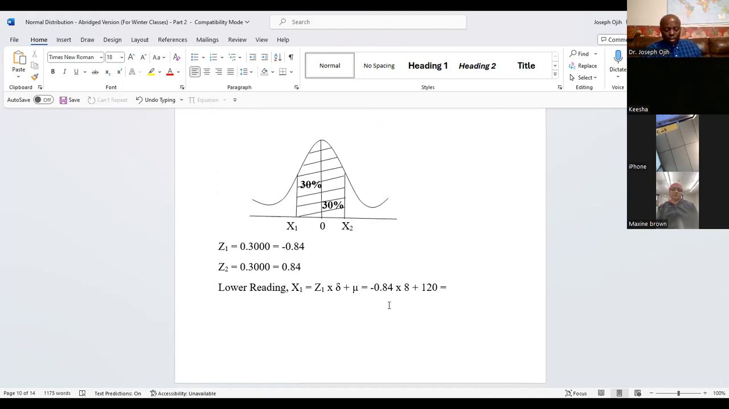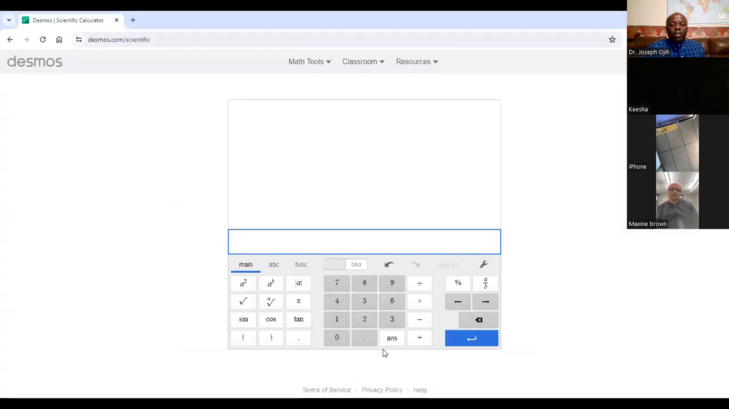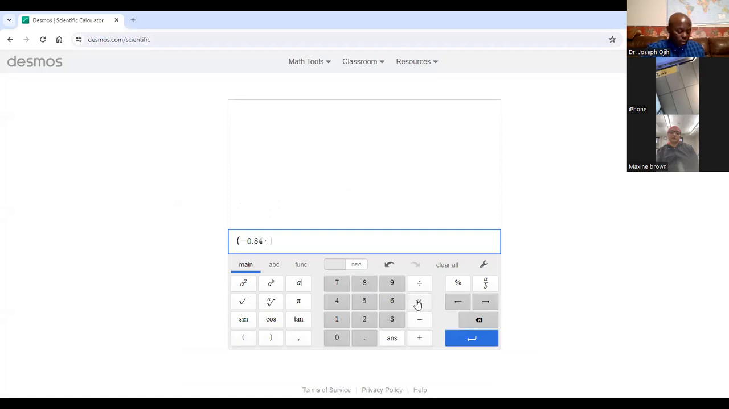I'm gonna write this on the paper and then put it in. X1 equals negative 0.84 times 8 plus 120. See? So you can now go and get it from the calculator. I have negative 0.84 times 8 plus 120. 113.28. 113.28 millimeter of mercury.